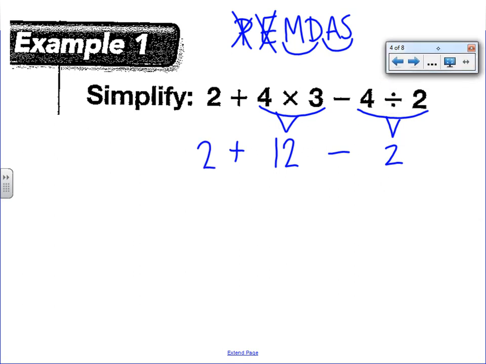Now we have addition and subtraction left. We are done with those two operations. So we have addition and subtraction left, which we do from left to right. Since all we have left is addition and subtraction, we work the whole problem from left to right. So we start with 2 plus 12, and that gives us 14. Bring down our minus 2. 14 minus 2 is 12.